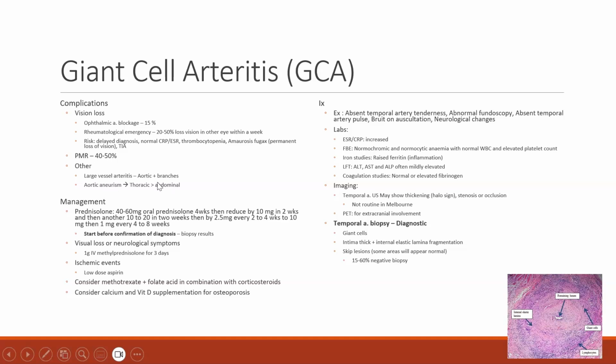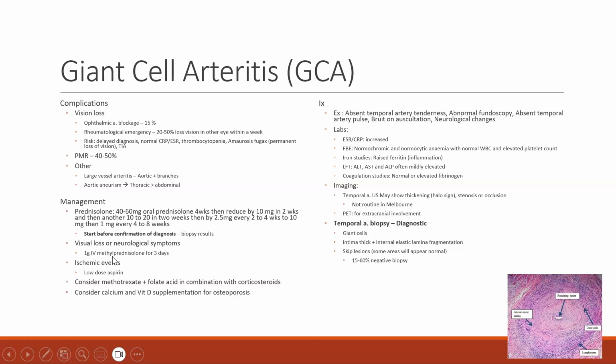They can also get some large vessel arteritis, like in the aortic artery or its branches, and we can get aortic aneurysm, and it's more likely to be thoracic than abdominal. Management, again, is steroids that we have to start before confirmation of the diagnosis. Confirmation of diagnosis happens through a biopsy.